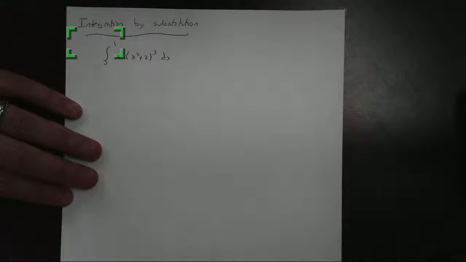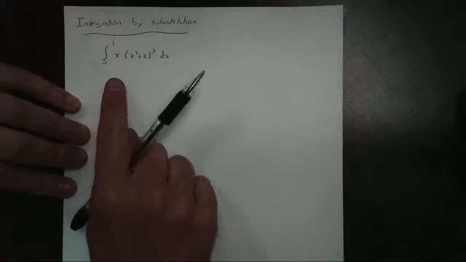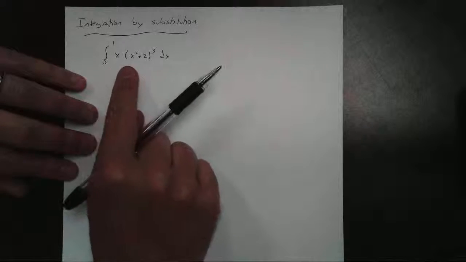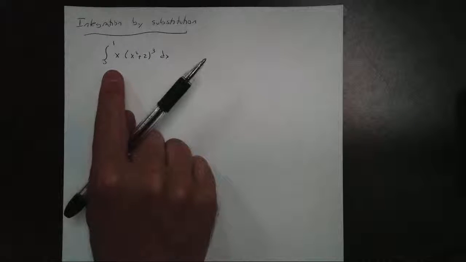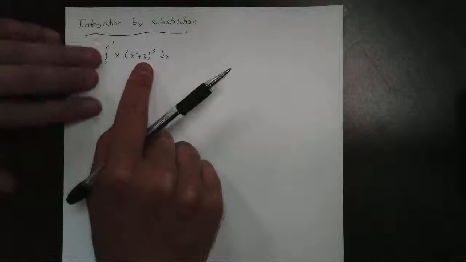Hi, today we're going to look at integration by substitution. Now, this is very simple to do. In a problem like this, we're going to take the integral from 0 to 1 of x times (x squared plus 2) cubed. We know how to integrate this.